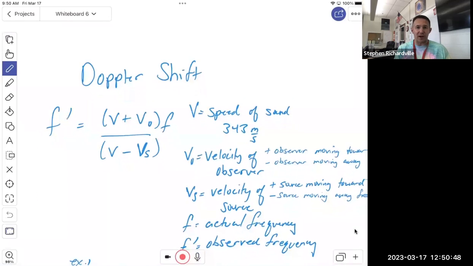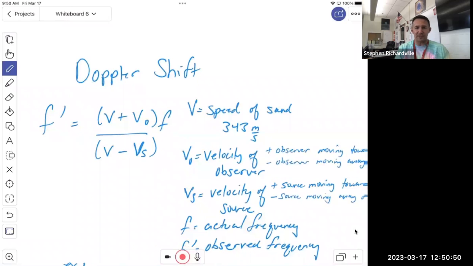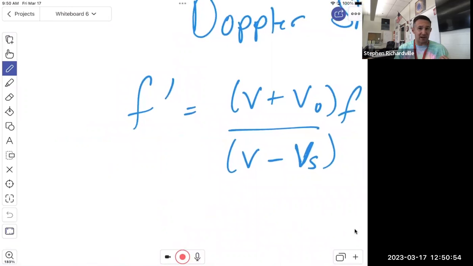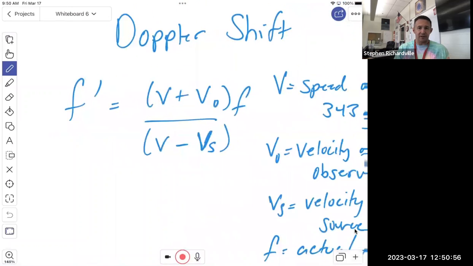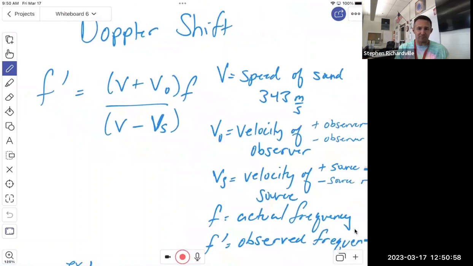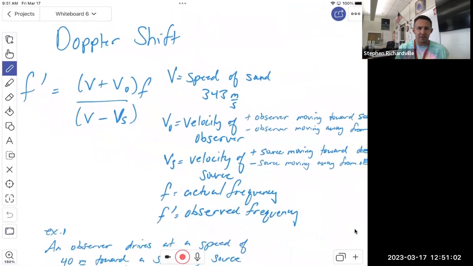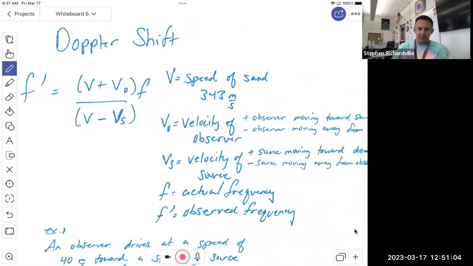So here's your actual equation. You just saw that in the video, but here's the equation. The altered frequency is F prime. That's the frequency I hear, the observed frequency. The actual frequency is F. So I'll just put this all on the screen for just a second. V here in red now is going to be the speed of sound in air, 343. VO is my velocity of my observer. VS is the velocity of the source.